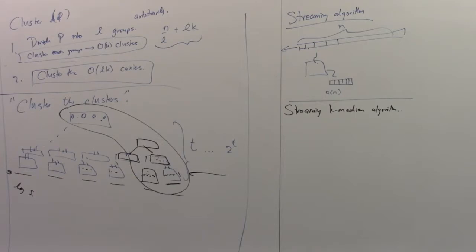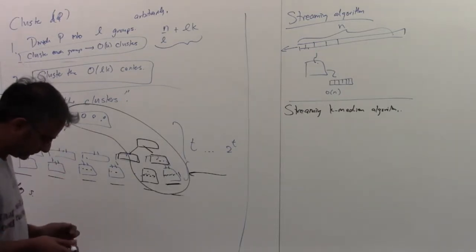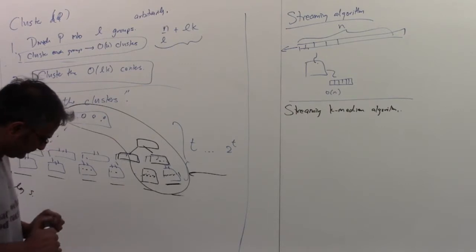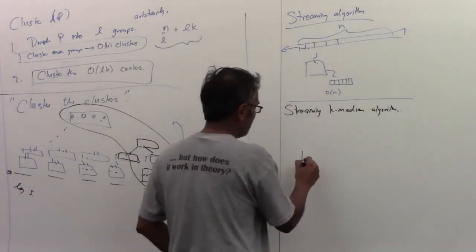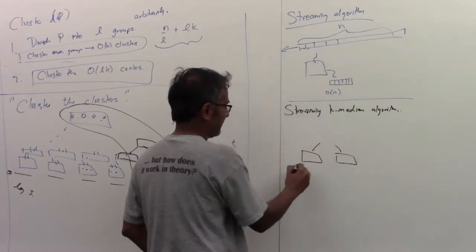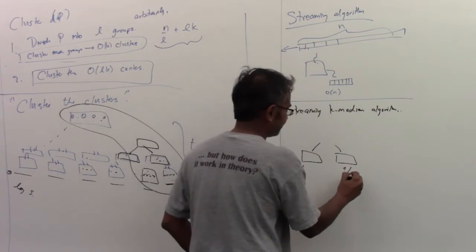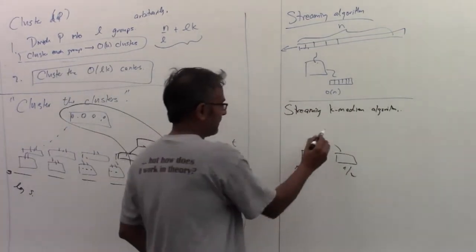So let's do a little thought experiment. If you have two groups, you get one thing here. So you have each of size n over 2, right? And then you merge them up top, you get an answer there.